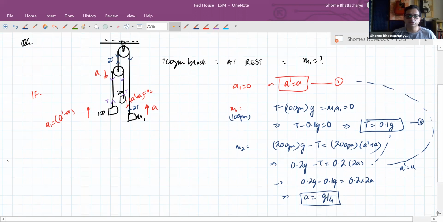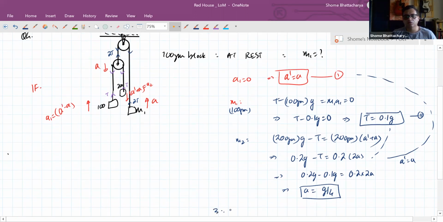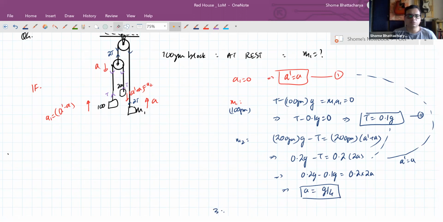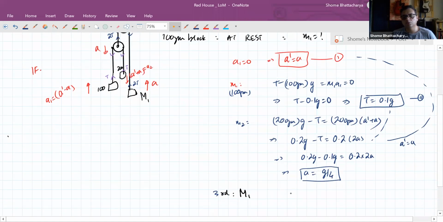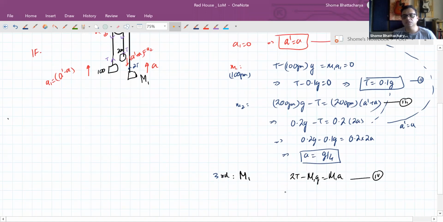And then you have the third equation for the block. This I have written as M1, so let's just write this as capital M1, so don't get confused. So the third equation is for capital M1. And for that, the equation will become 2T minus M1 G is equal to M1 A. This one was our third equation actually. This one will become our fourth equation. So that's it. Now substitute everything.